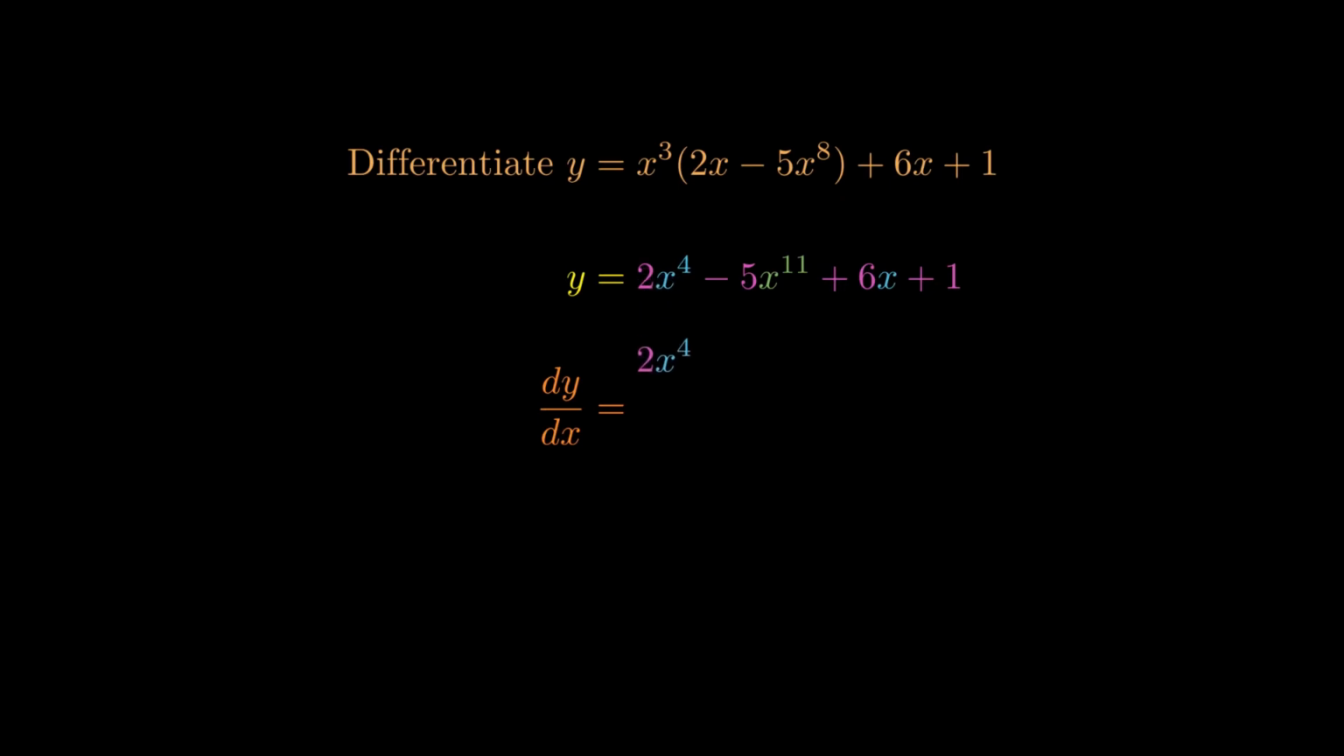So, 2x to the 4 first. Remember, the constant multiple of 2 just stays. So the 4 hops down to join it, giving 4 times 2, which is 8. Then we minus 1 from the power, giving x cubed. Next, the negative 5x to the 11. The constant minus 5 stays put, so the 11 hops down to join it, giving minus 5 times 11, which is minus 55. Then we minus 1 from the power, giving x^10.